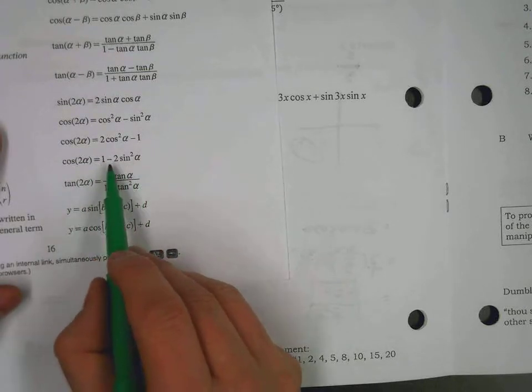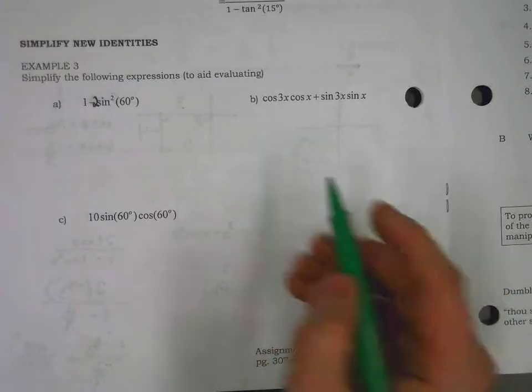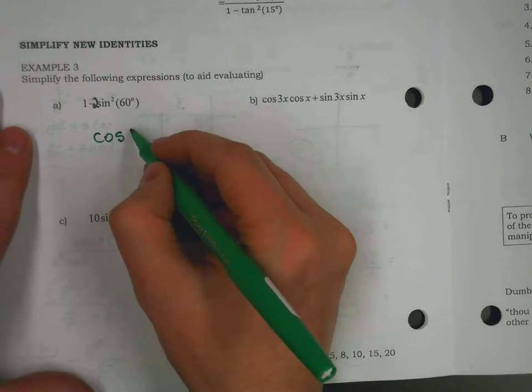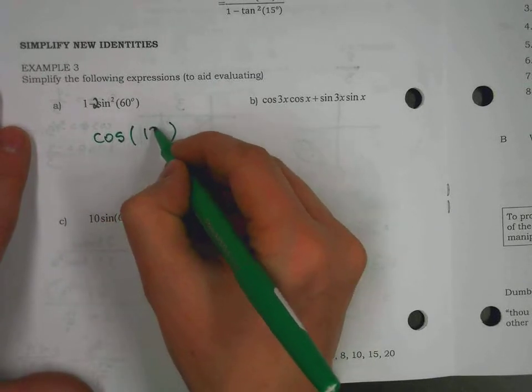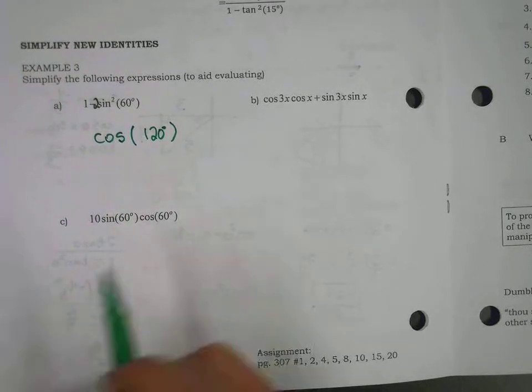We can swap that out with cos of twice the angle. Cos of twice that angle. Twice 60 is 120. That's all I'm wanting to do. I don't want to evaluate, I just want to simplify.